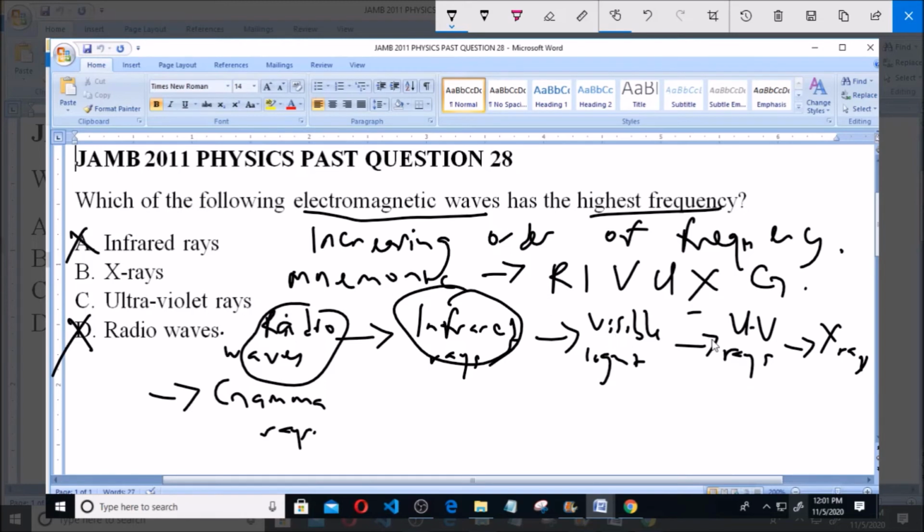Now UV rays, you have it here, but UV ray, of course, from this sequence we have, has lower frequency than X-rays, so ultraviolet rays is not the answer. So the one with the highest frequency here is B, X-rays. So X-rays is the answer to this question.